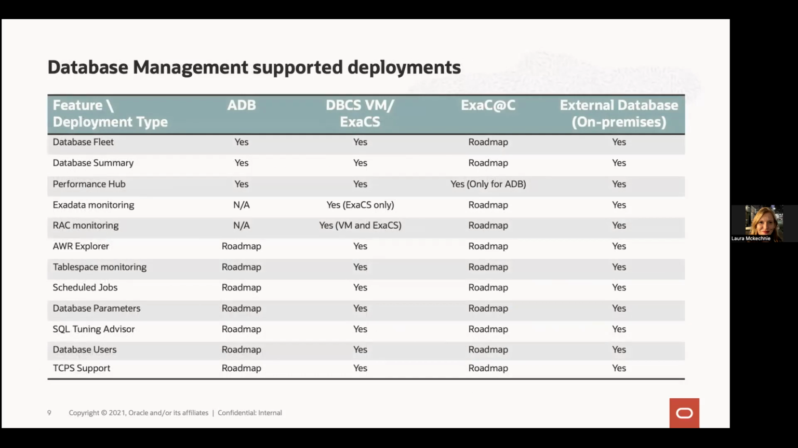Now, in terms of Database Management service from a deployment perspective, there are various features that are available across different deployments, and we are continuously working on enhancing these features. I'm not going to go through the detail, but you can see it's a pretty rich feature set, which is across different flavors of databases. And from an autonomous perspective, we have database fleet summary and Performance Hub available out of the box. And then we have other features which are coming on the roadmap as we work on those.